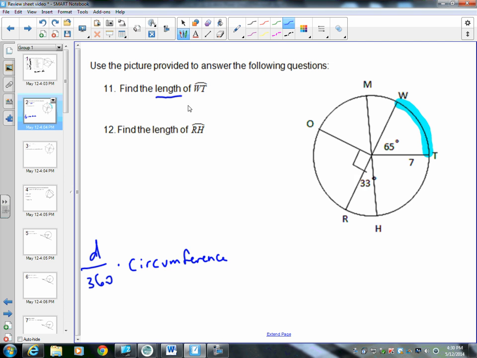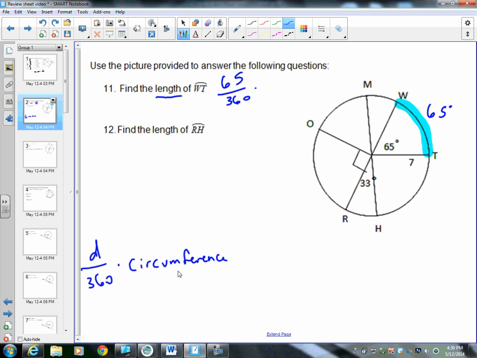So we want to first know the degree measure of the arc WT, and most of us will remember how to do this, because this angle right here is a central angle, meaning the vertex is at the center. That means the arc is exactly the same as the angle, so the arc is also 65 degrees. That's our degree measure. Let's plug this in up here: 65 divided by 360 multiplied by the circumference.